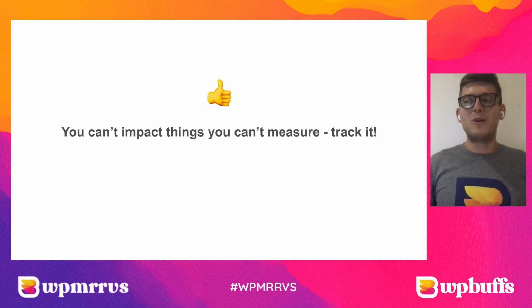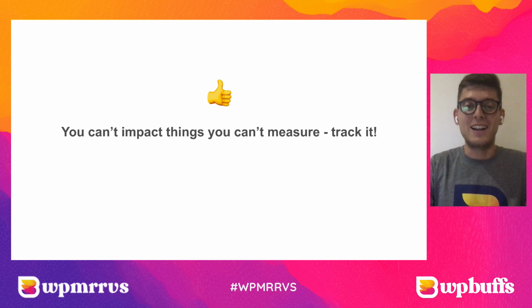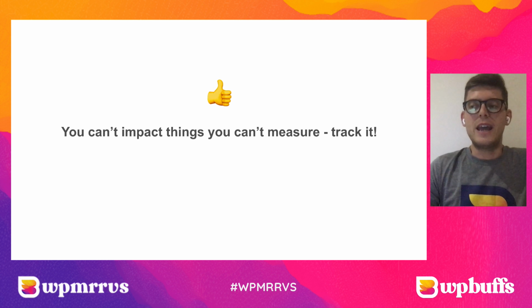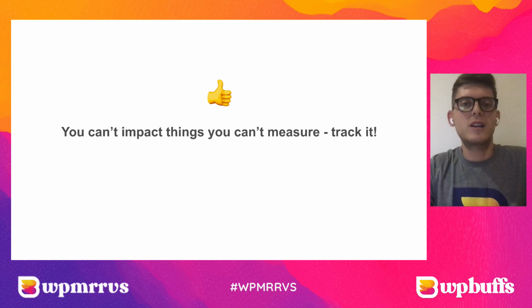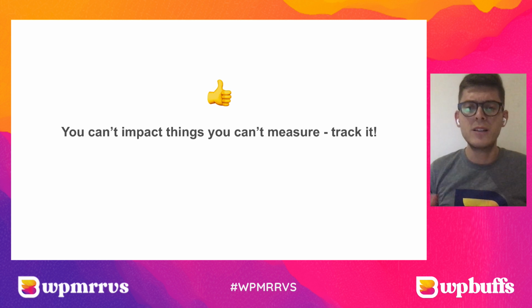So the first point I want to make is that you can't impact things that you can't measure. You have to track this in your business. You really have to make sure you're tracking even on the most basic level. This can be automated. Quite often when you're first starting out, looking at churn in an MRR business is going to be manual work. And that's okay until you come up with a system that's automated and makes sense for your business.